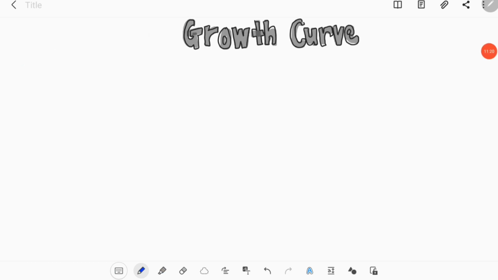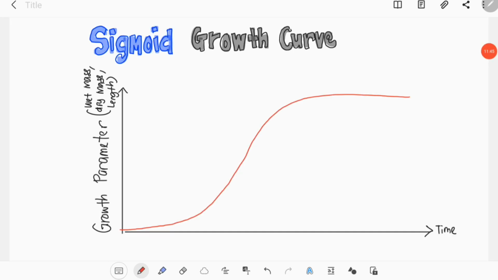Next subtopic is growth curve. So for growth curve, ada satu jenis growth curve yang awak kena belajar, which is the sigmoid growth curve. So ada banyak jenis growth curve, tapi awak belajar satu saja, which is the sigmoid growth curve. So kat sini kita ada sigmoid growth curve.